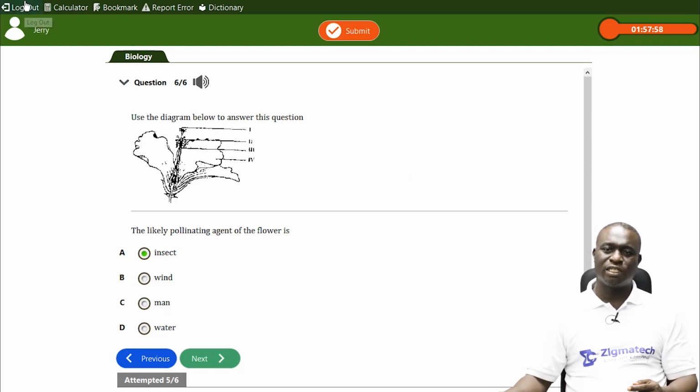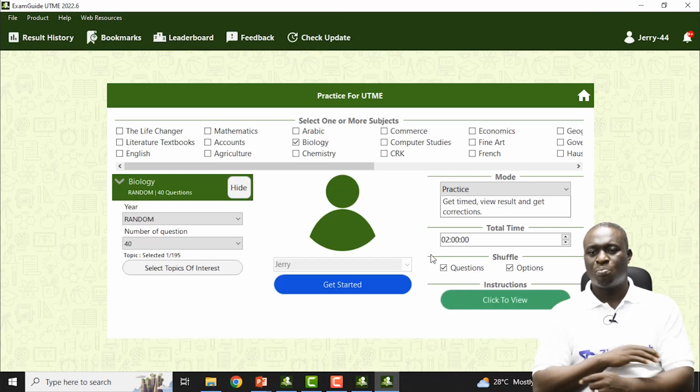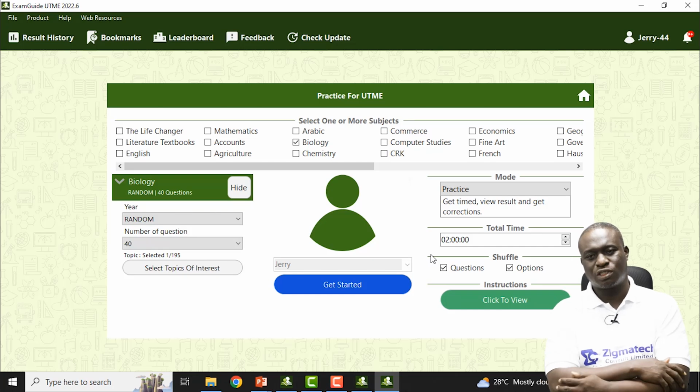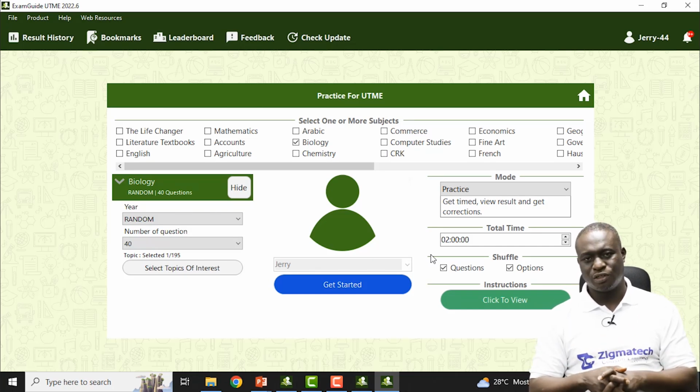So this is where we call it a wrap-up in this class on pollination, that is reproductive system in plants, and we are actually looking at pollination.